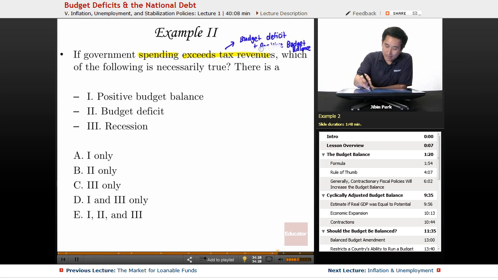So it's not a positive budget balance. In fact, it's a negative. It's not good. It's a negative budget balance. Okay. So which of the following is necessarily true?